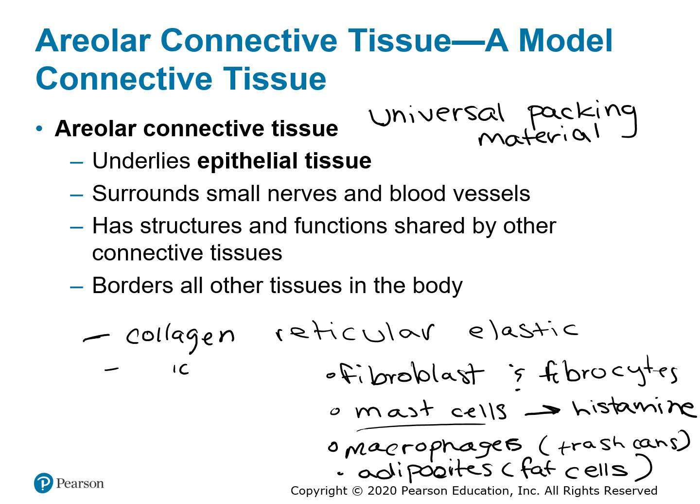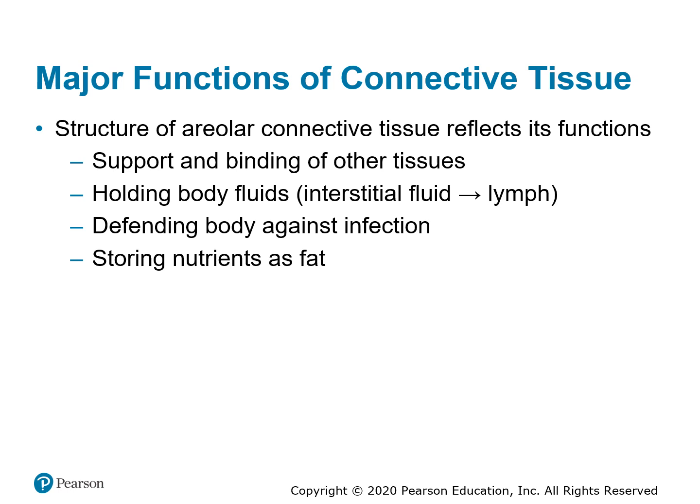So your areolar connective tissue does surround small nerves and blood vessels. A lot of its functions are shared by other connective tissues, and it pretty much borders every other tissue in the body, right? The major functions of areolar connective tissue are to support and bind with other tissues, because we remember that connective tissue's main function is support. And as far as binding, it's pretty much just acting as the glue between your basement membrane and the layers below.